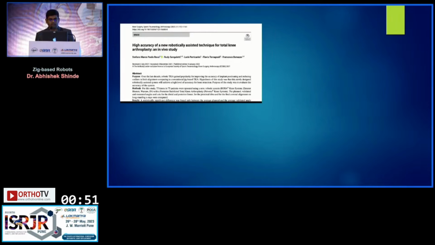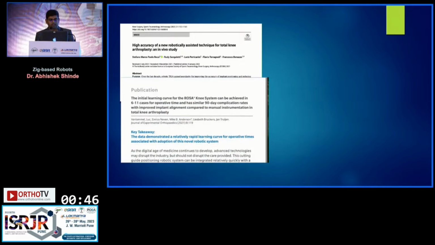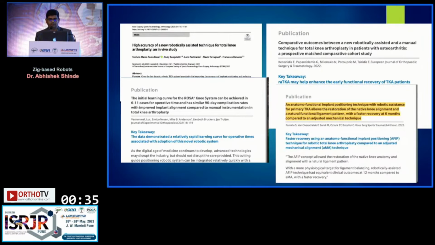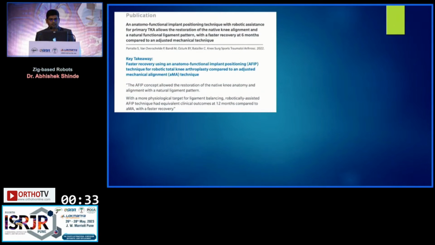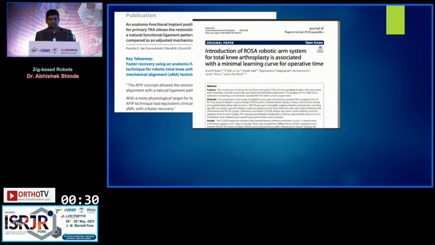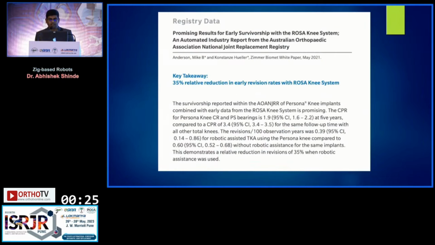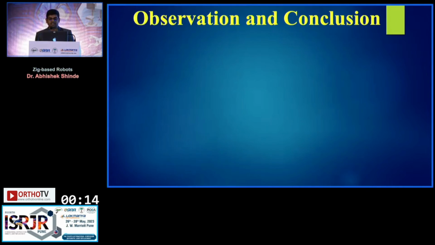Many publications report high accuracy of the newer robotically assisted technique of total knee arthroplasty. With ROSA, the learning curve is about 6 to 11 cases. Comparative outcomes: anatomic and functional implant positioning are the same. This is registry data from the Australian Orthopaedic Association National Joint Replacement Registry: a 35% relative reduction in early revision rate with the ROSA knee system.